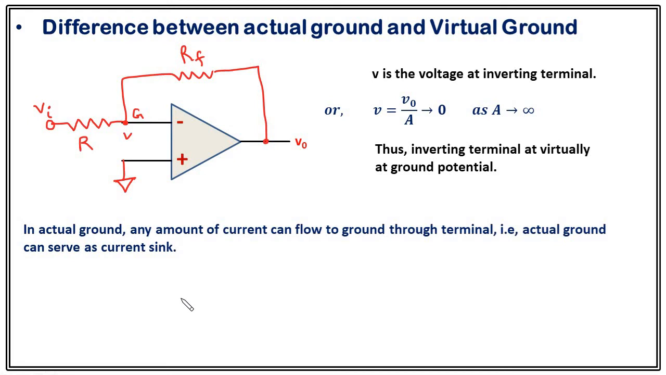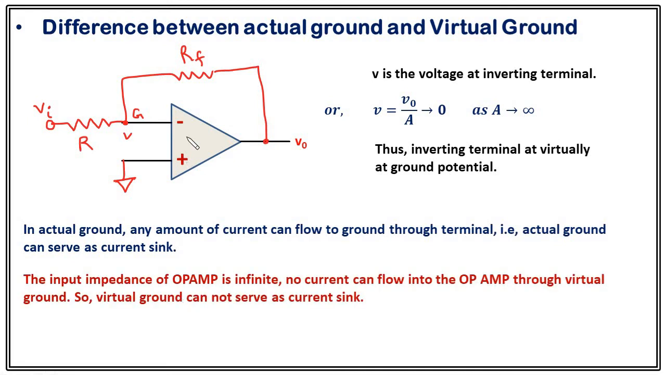But is that the same case here? We know that the input impedance of an op-amp is infinite. That means the current coming to this terminal at point G will not go into this op-amp because there is an infinite resistance, right? So no current can flow into the op-amp through the virtual ground. So virtual ground cannot serve as a current sink. This is the very important difference between the actual ground and virtual ground. Actual ground serves as a current sink. Virtual ground cannot serve as a current sink.